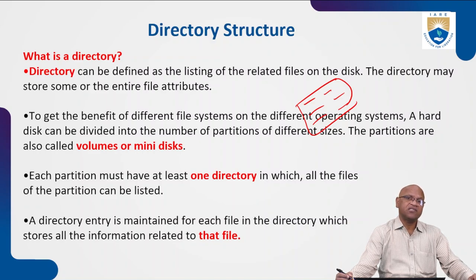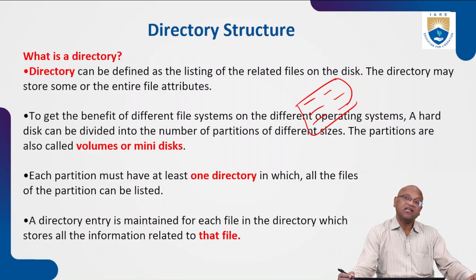To get the benefits of different file systems on different operating systems, a hard disk can be divided into a number of partitions of different sizes. The partitions are called volumes or mini disks, that is what we call drives. Each partition must have at least one directory in which all the files of that partition can be listed. So for the C drive and D drive, we can see in that particular directory what files are available. The directory is maintained at the end of the drive on the hard disk.